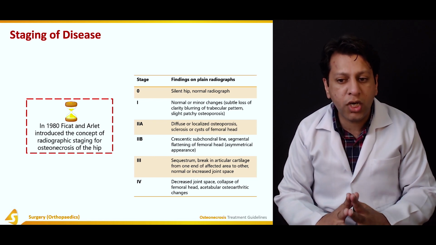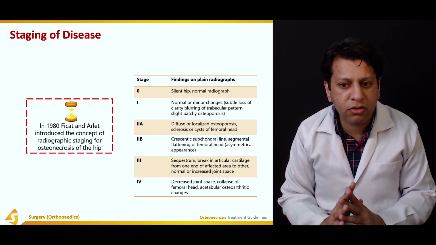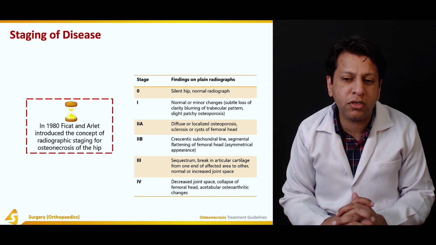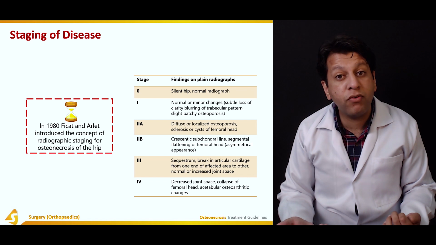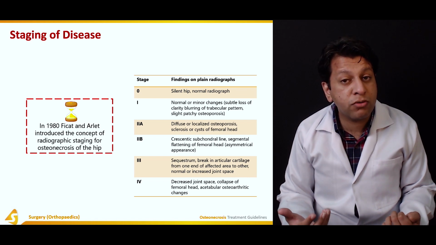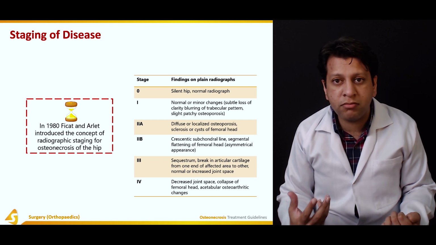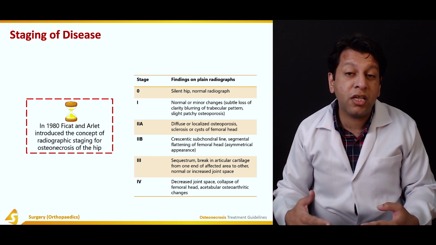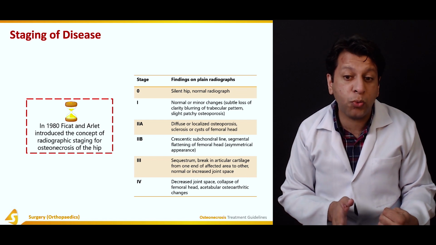In case of stage 1, according to Ficat, there are normal or minor changes. This is usually a stage with a subtle loss of clarity, a blurring of trabecular pattern, and slightly patchy osteoporosis is seen. Usually the X-ray can still be normal, but if you go for an MRI, probably there would definitely be some degree of edema. There would be some changes around the joint at that stage. But at this stage, the hip is not silent. That means the patient usually complains of some degree of pain at this point.